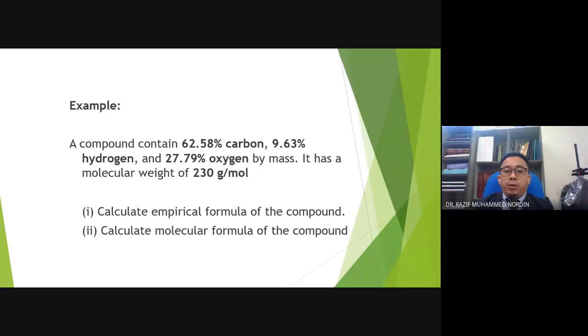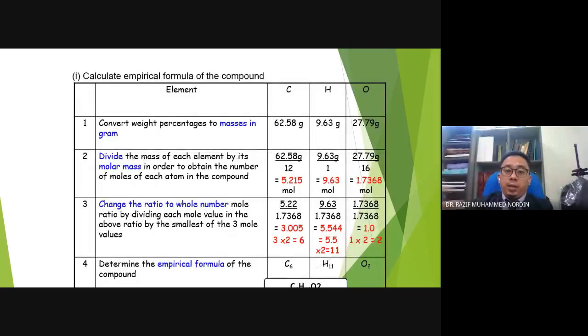An example dia, a compound contain 62.58% of carbon, 9.63% of hydrogen, and 37.79% of oxygen by mass, with a molecular weight of 230 gram per mole. And then you need to calculate the empirical formula. You can calculate empirical formula dulu and then barulah you boleh calculate the molecular formula of compound. Ini teknik dia, cara simple lah.